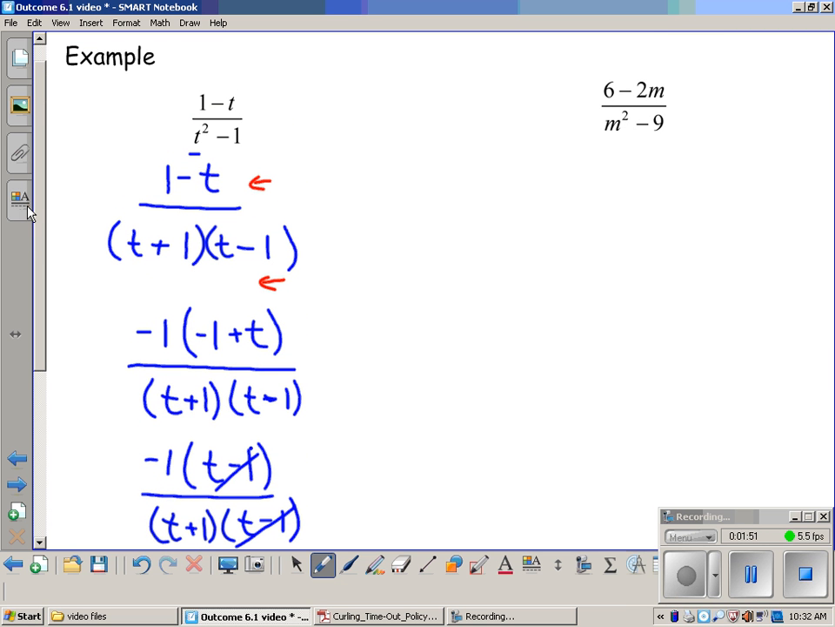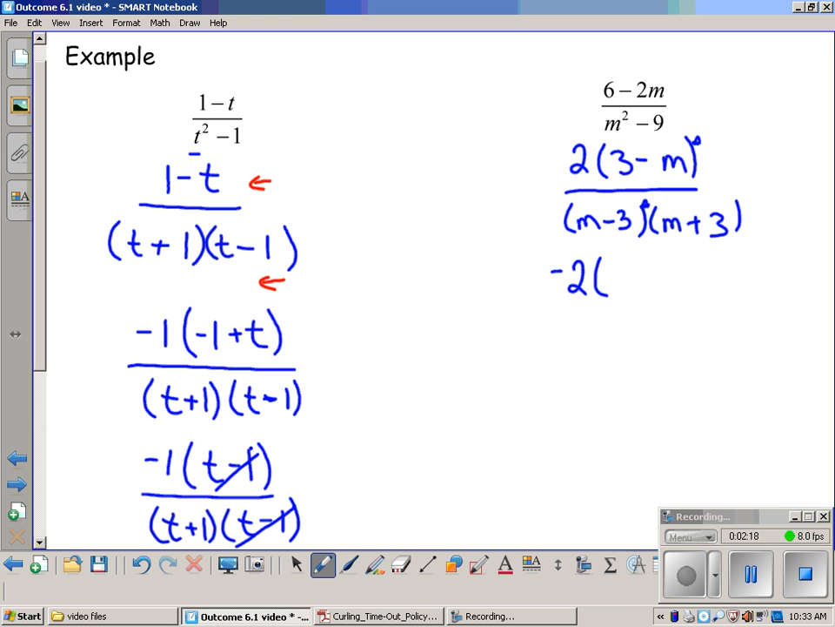In the top, I can take out a factor of 2. Leaves me with 3 minus m. The bottom is a difference of squares. And so we get m minus 3, m plus 3. Again, we have that similar pattern of this factor and this factor looking very much alike. So let's take out a factor of -1. So it actually becomes -2, and in the top, it then becomes -3 plus m.